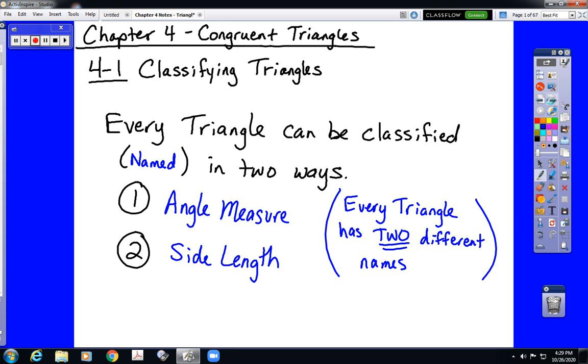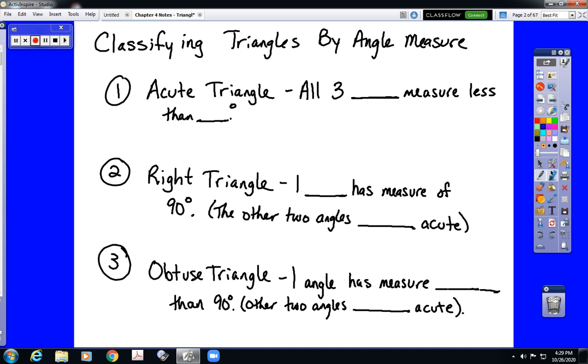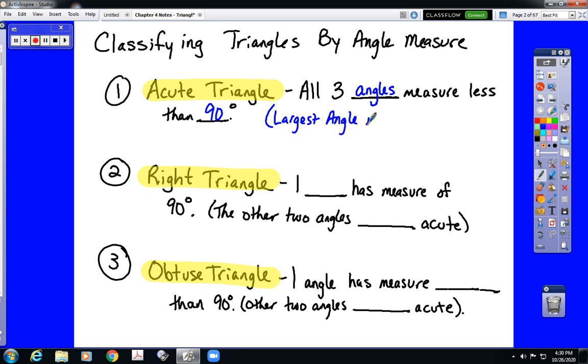Okay, so when we classify a triangle by angle measure, there are three possibilities. That triangle can be classified as acute, right, or obtuse. An acute triangle is a triangle where all three angles have a measure of less than 90 degrees. And in reality, what this is telling us is that the largest angle is an acute angle. Because when we classify a triangle, we're really only looking at the largest of the three angles. Okay, so our largest angle in an acute triangle is still an acute angle. It's less than 90 degrees.